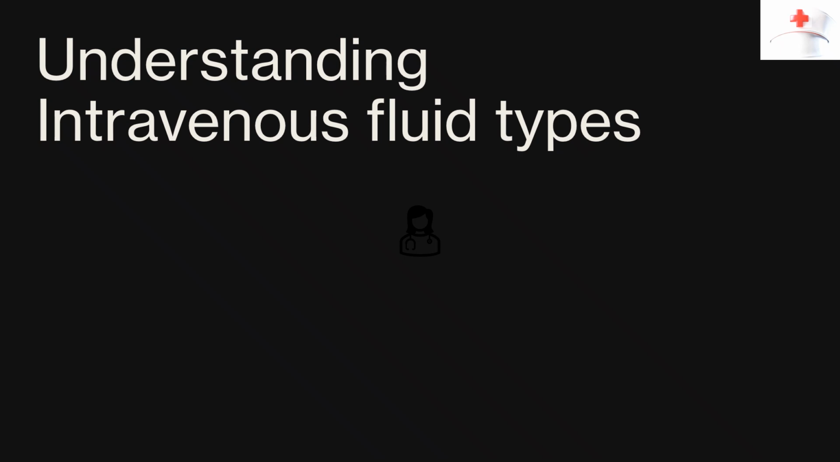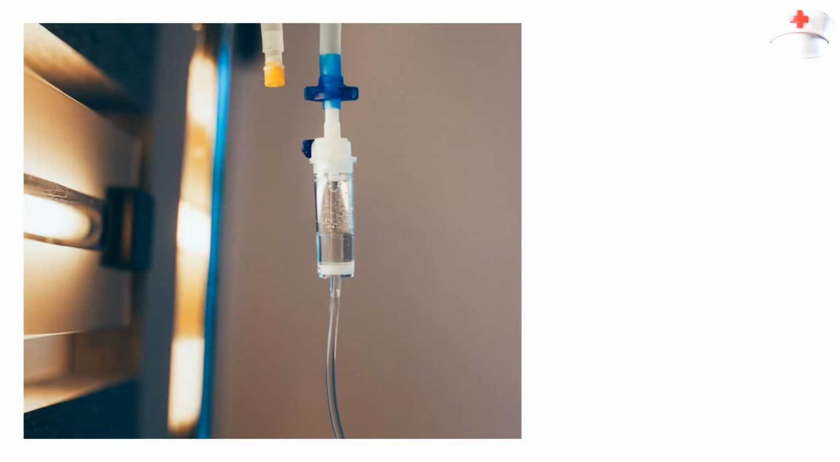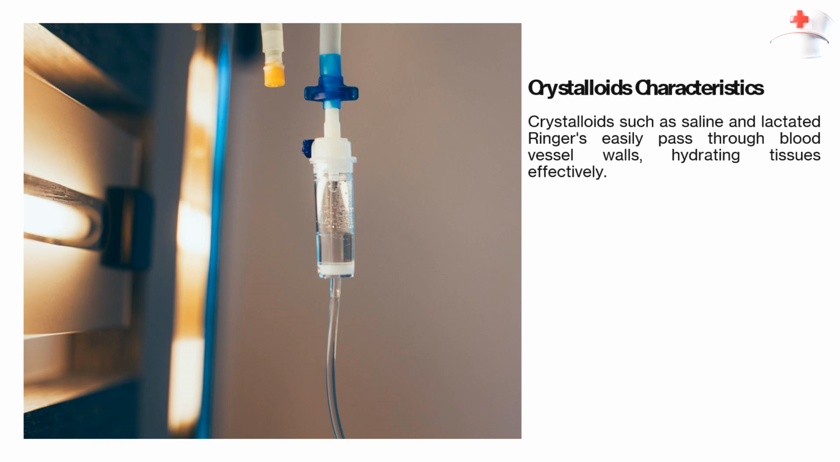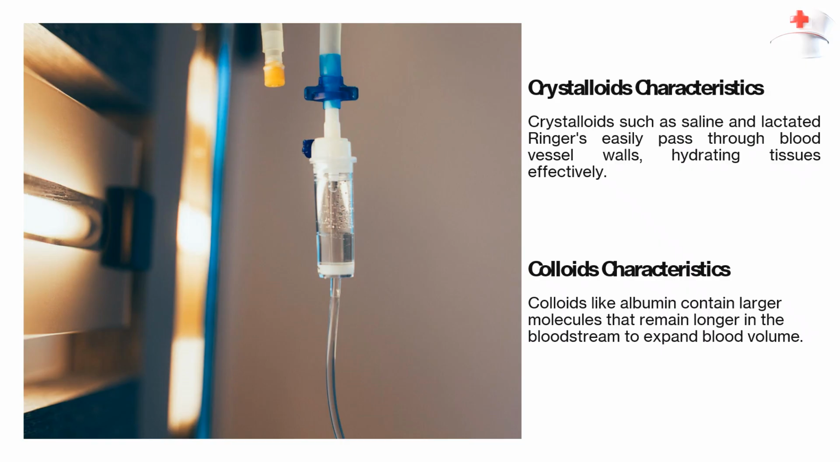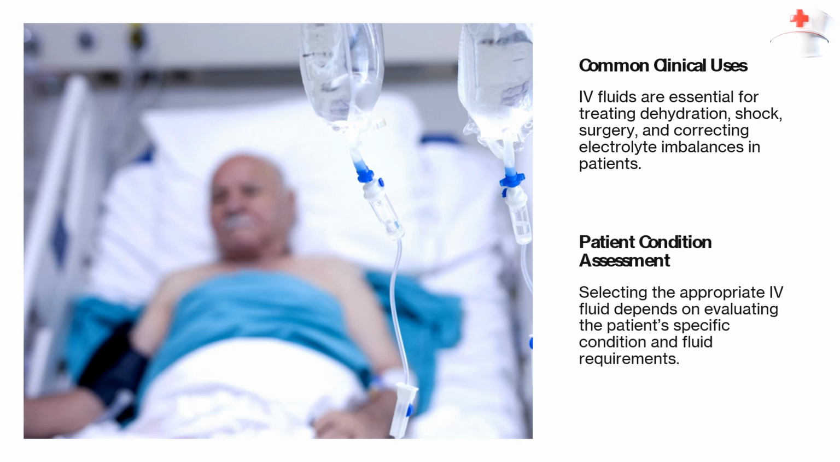The two main categories of intravenous, IV, fluids are crystalloids and colloids. Crystalloids such as saline and lactated Ringer's easily pass through blood vessel walls, hydrating tissues effectively, while colloids like albumin contain larger molecules that remain longer in the bloodstream to expand blood volume. IV fluids are used in various clinical situations, including dehydration, shock, surgery, and electrolyte imbalances. Choosing the right type depends on patient condition and fluid requirements.